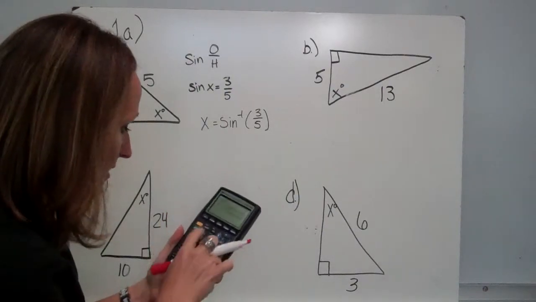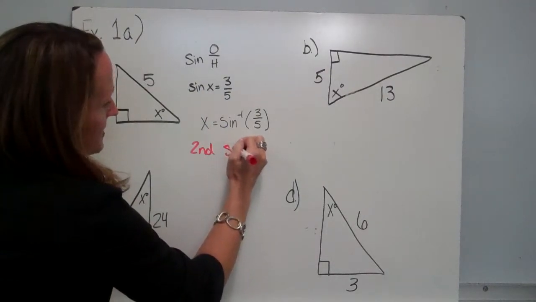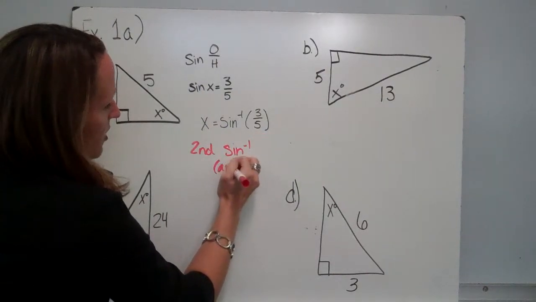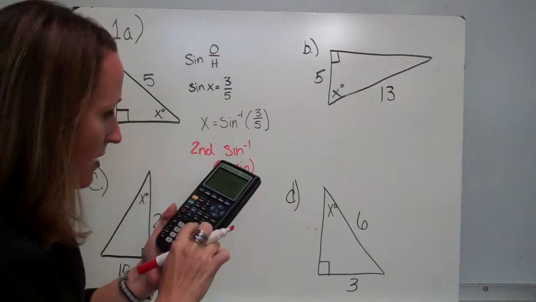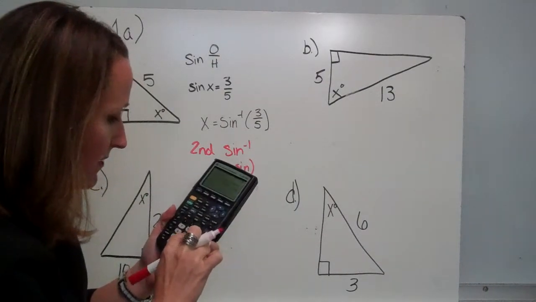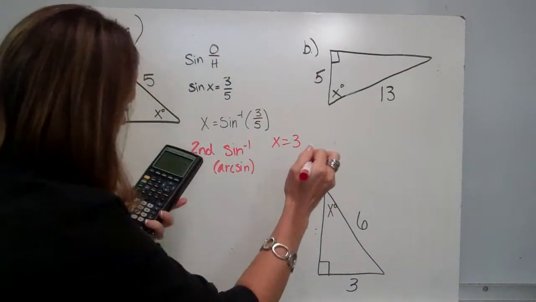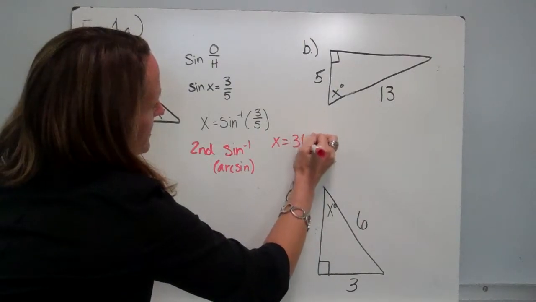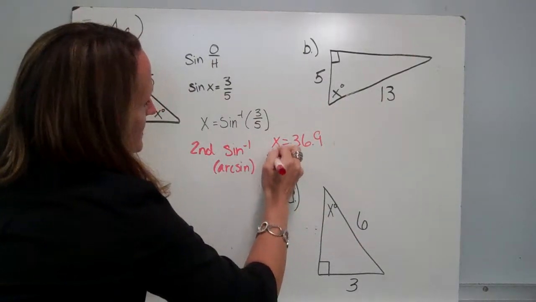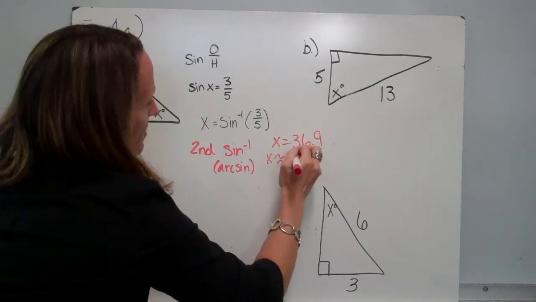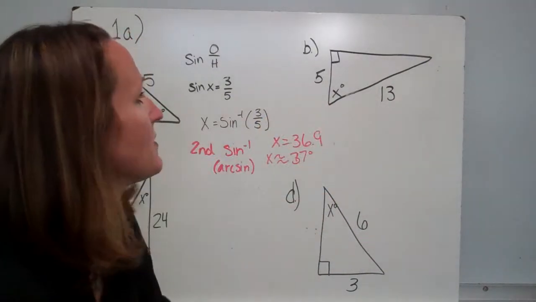So when we put it in our calculator, we're going to do second sine -1, which we also call the arc sine. And then we're going to put in 3 divided by 5. And we find out that this angle equals 36.87 degrees. So we can say that x is about 37 degrees.